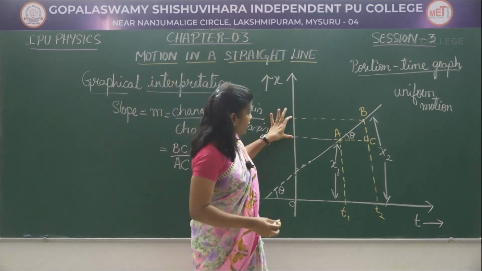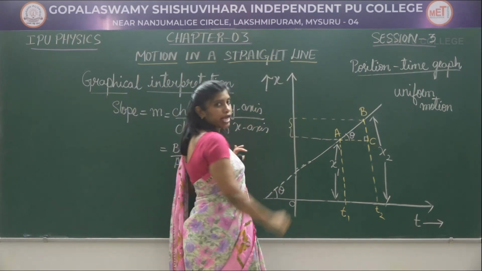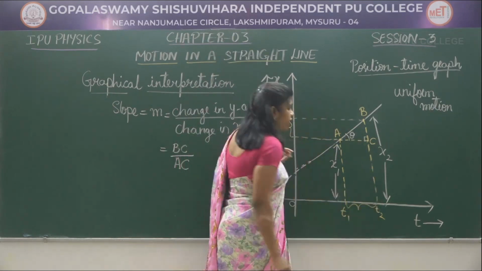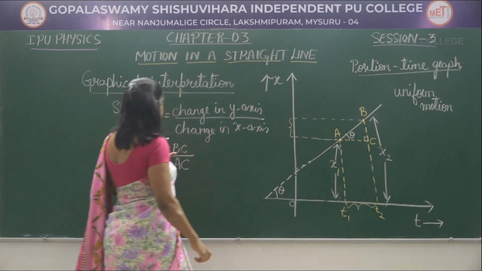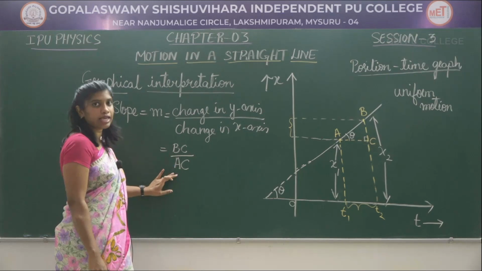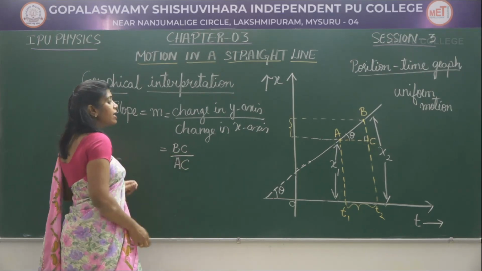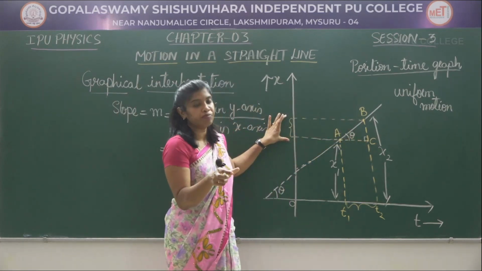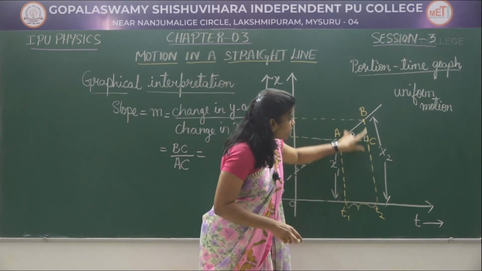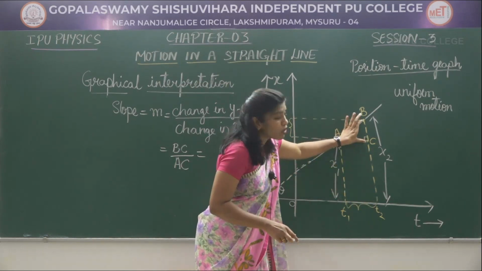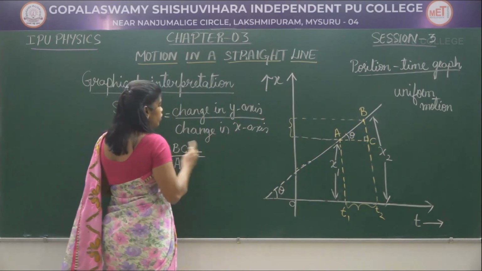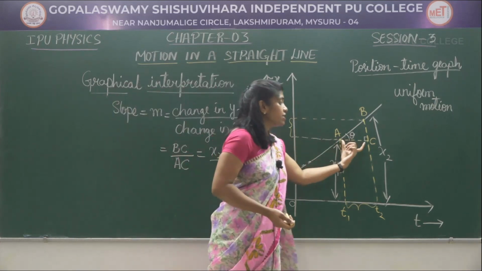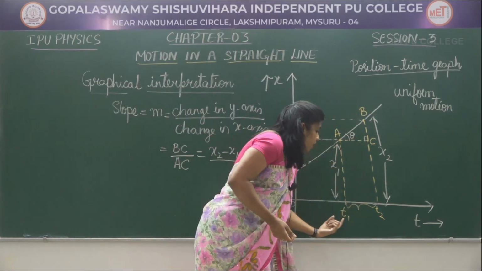So, I have written change in y-axis as BC and change in x-axis as AC. So, what is BC and AC? You can see BC is the change in position. So, this complete thing is x2, this is x1. So, what will be this? It is x2 minus x1. So, BC is x2 minus x1 divided by the change in x-axis, that is AC, which is nothing but T2 minus T1.